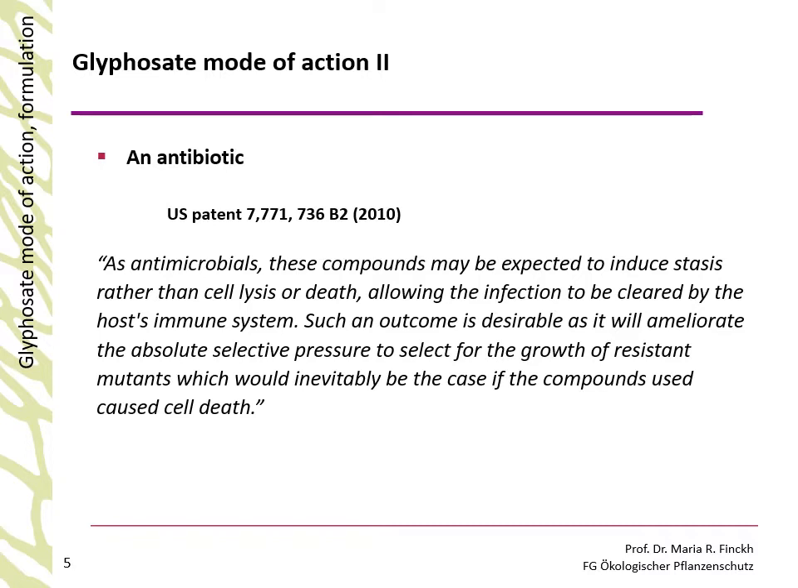Glyphosate not only blocks this pathway, but it also has direct antibiotic properties, and this is directly taken out of the US patent text, which says that as antimicrobials, these compounds may be expected to induce stasis rather than cell lysis or death, allowing the infection to be cleared by the host's immune system. Such an outcome is desirable, they write, as it will ameliorate the absolute selective pressure to select for the growth of resistant mutants, which would inevitably be the case if the compounds used caused cell death.